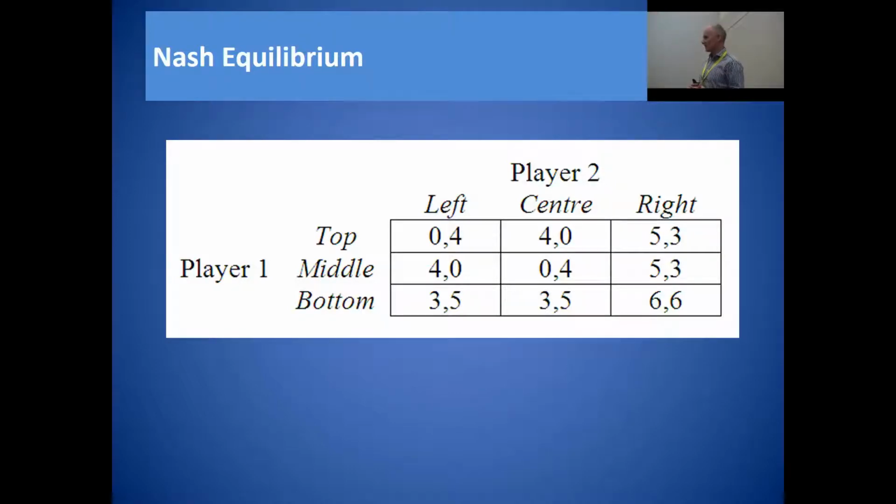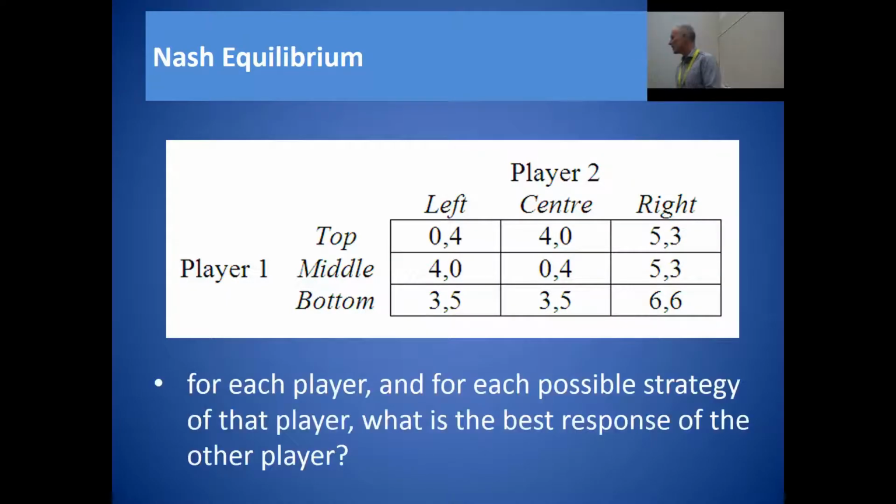So, mechanically, in a two-player game like this, the process that we would follow to identify the Nash equilibrium is very, very simple. We would say, for each player and each possible strategy of that player, what's the optimal or best response of the other player? It's as simple as that. Any game that you'll see in lectures, in seminars, heaven forbid, in your exam in January, is exactly the same. Just follow that very, very simple rubric.